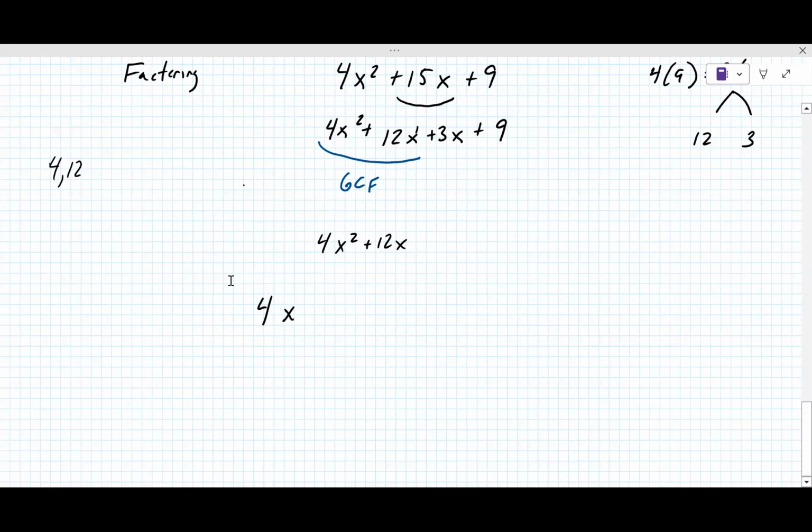You now divide each of these by the GCF. So this GCF is 4x. You're dividing 4x squared by 4x. 4 divided by 4 is 1. X squared divided by x is just x. 12 divided by 4 is 3. X divided by x is just 1. 3 times 1 is 3. This becomes x plus 3.